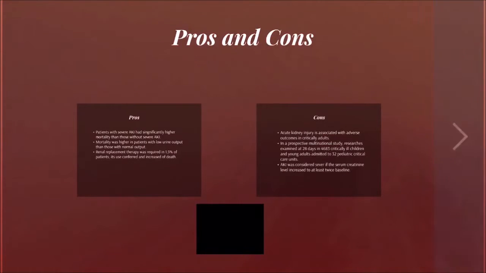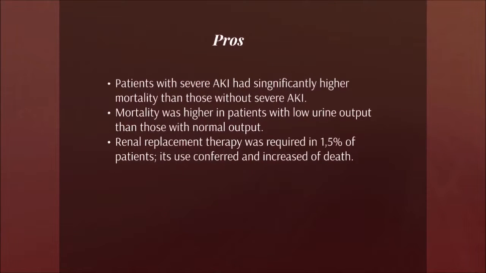Pros and cons. Pros. Patients with severe AKI had significantly higher mortality than those without severe AKI. Mortality was higher in patients with low urine output than those with normal output. Renal replacement therapy was required in 1.5% of patients. Its use conferred an increase of death.